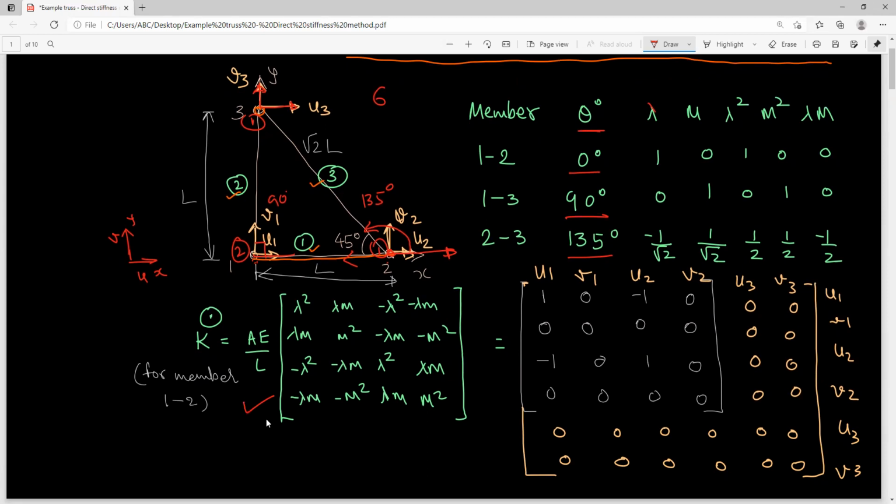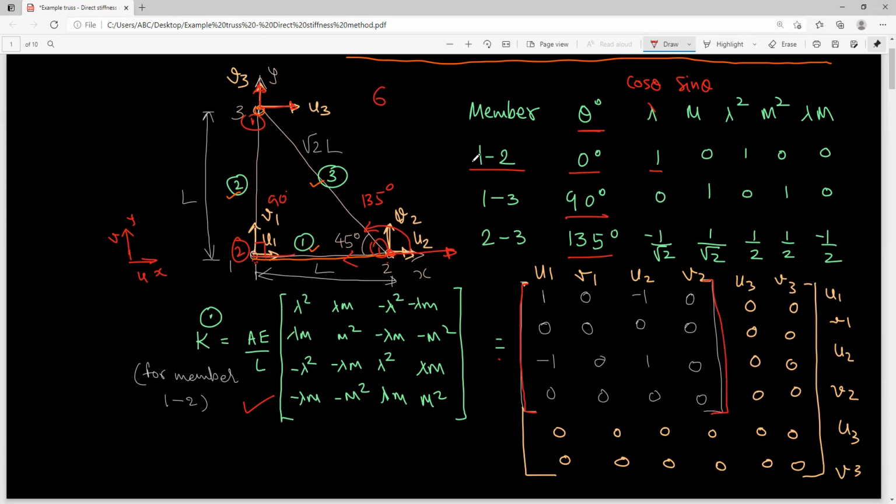So for member 1-2, you have lambda as 1, and you can calculate cos theta and sine theta. This is your cos theta, this is your sine theta, and their squares and multiplication. By substituting the relevant values for member 1-2 into this matrix and calculating, you will come to know that this is the kind of matrix that we obtain. You can see here.